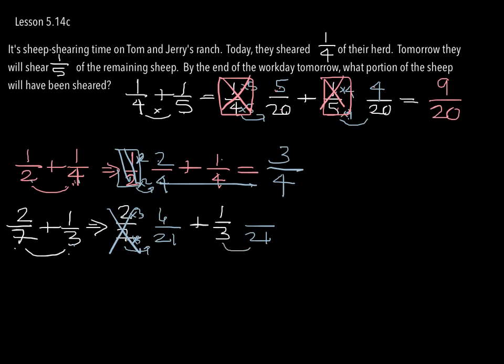Now, what did I do to 3 to get to 21? I multiplied it by 7. Whatever I do to the bottom, I'm going to do to the top. 1 times 7 is 7. Now, same language, so now I can add them together. 21, because my language isn't going to change. Now I can add my numerator. 6 plus 7 is 13.